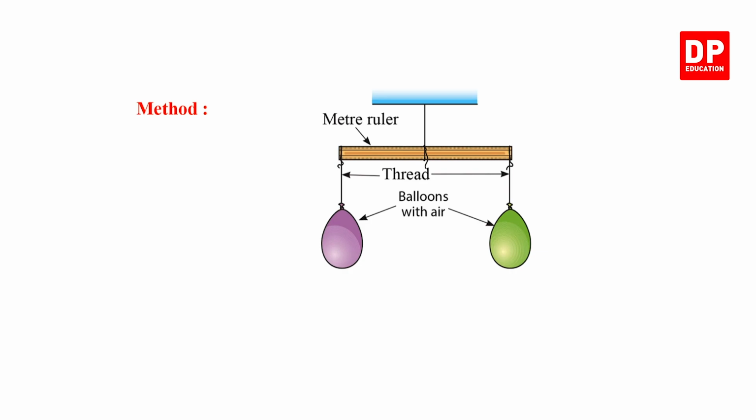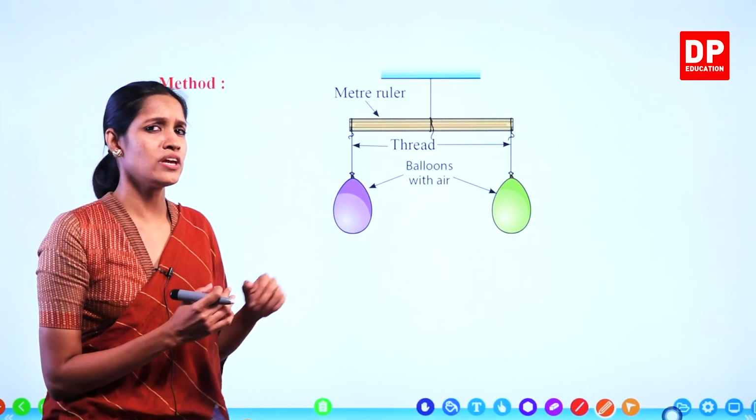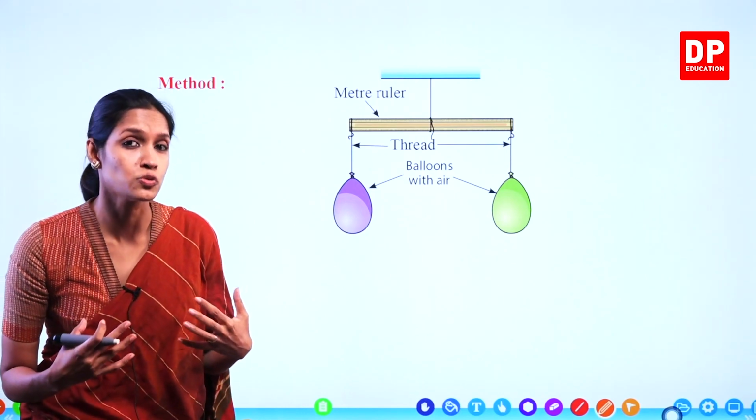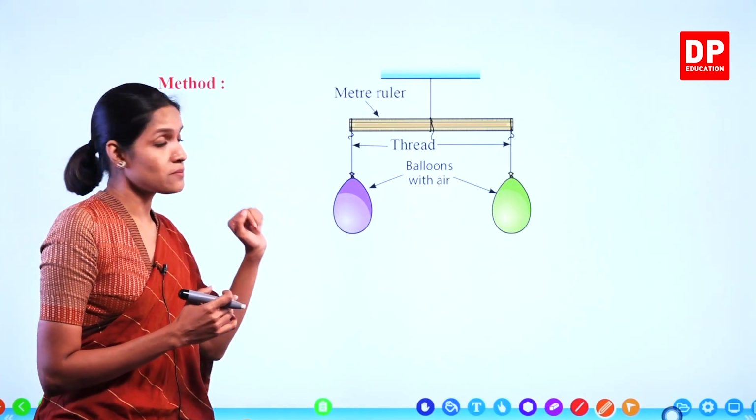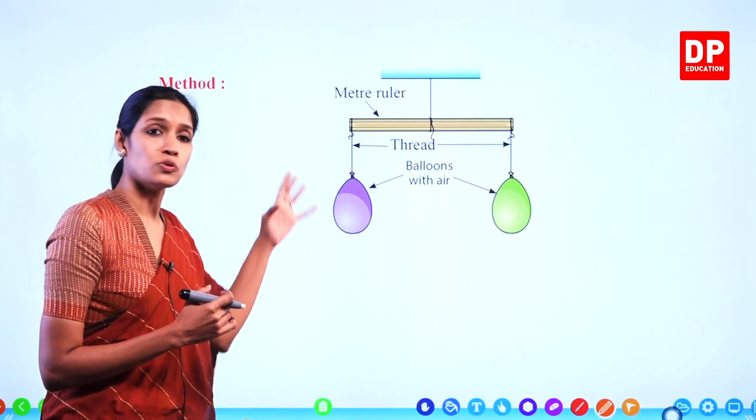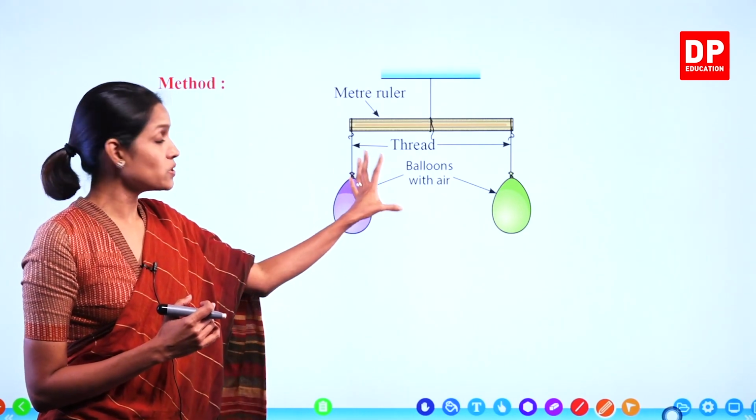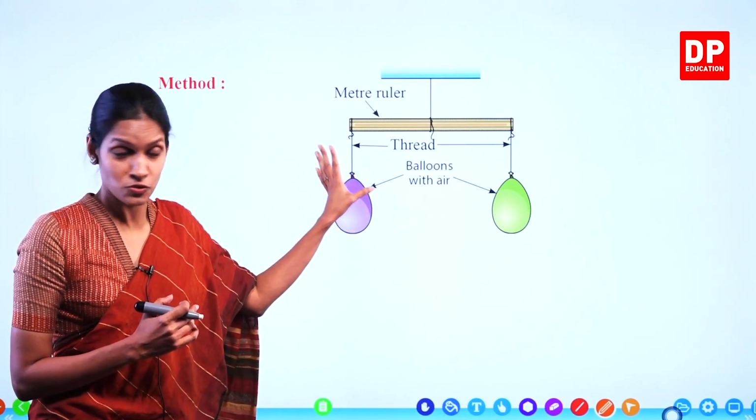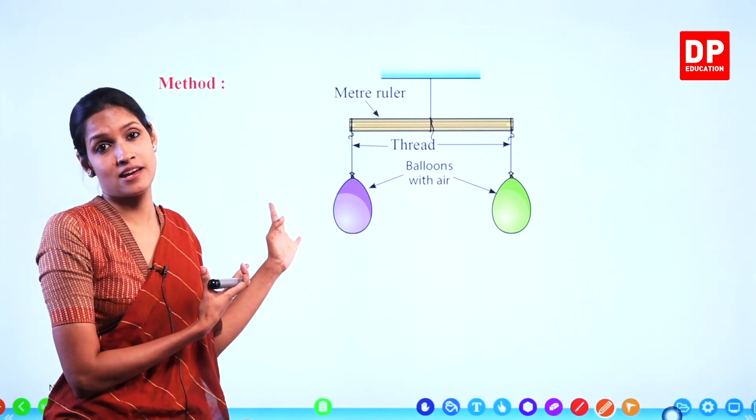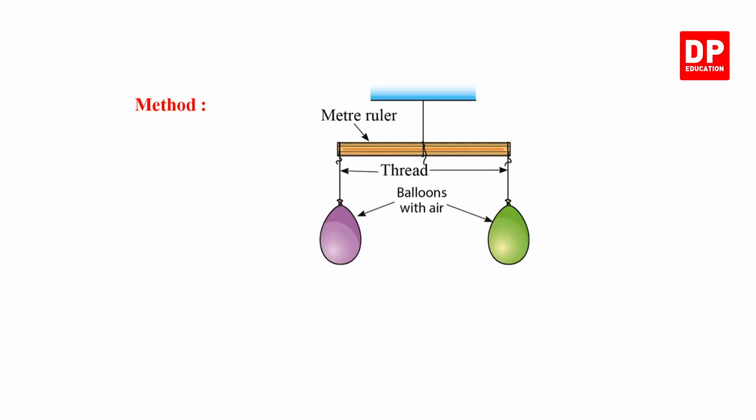Right, children? So this is the method. What do we have to write under the method? We have to write what we are going to do in the experiment. And at the same time, as I explained to you, sometimes instead of writing all the steps, we can draw a labeled diagram. So when we look at the diagram, it's very easy to understand what we have to do here. So what you all have to do here, it's very clear.